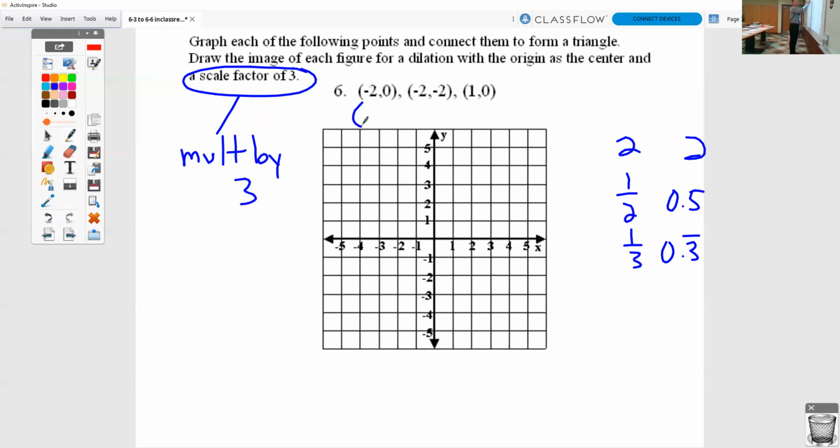So -2 times 3 is -6. 0 times 3 is 0. -2 times 3 is -6. -2 times 3 is -6. 1 times 3 is 3. 0 times 3 is 0.